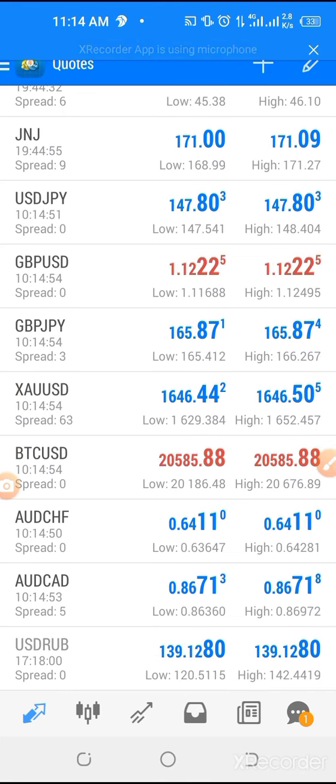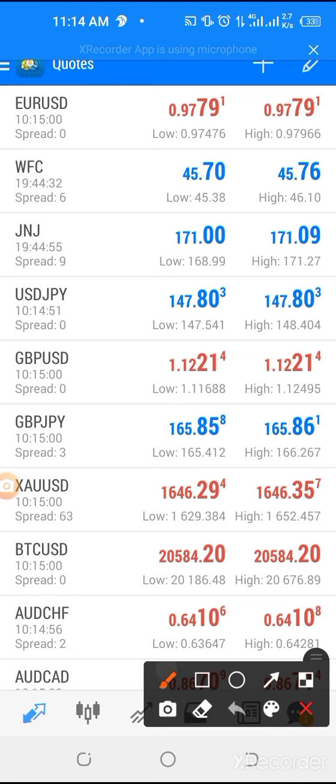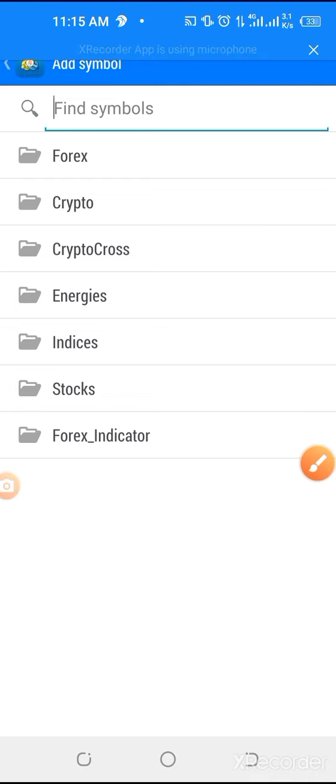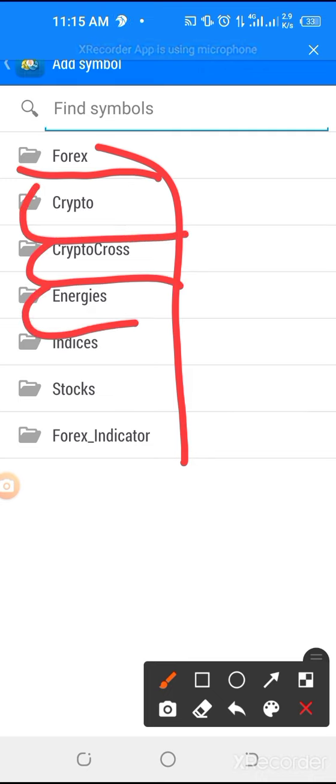Now, if you notice, not all the quotes are here. There are some pairs that are not here. So in order for us to find those pairs and add them, you have to click on this plus. So I click on this plus. When I click on the plus, you'll find the different options that are available. So I can click on each of these in order to add the pair I choose to trade from them.